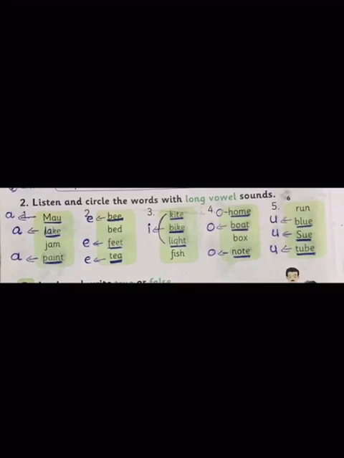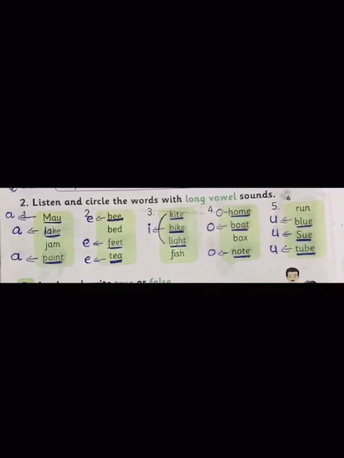Let's start. Look at the first list. The first word is M, A, Y, May. This word has long A vowel sound. The second word is L, A, K, E, lake. This word has long A. The next word is jam. J, A, M, jam. This word has short A vowel sound. It means that we cannot circle this word.